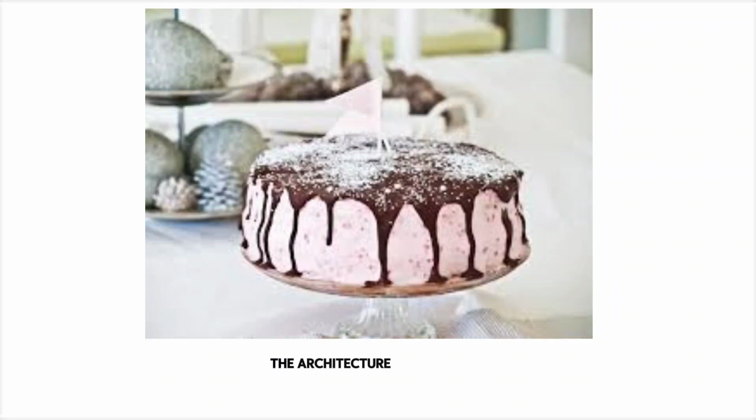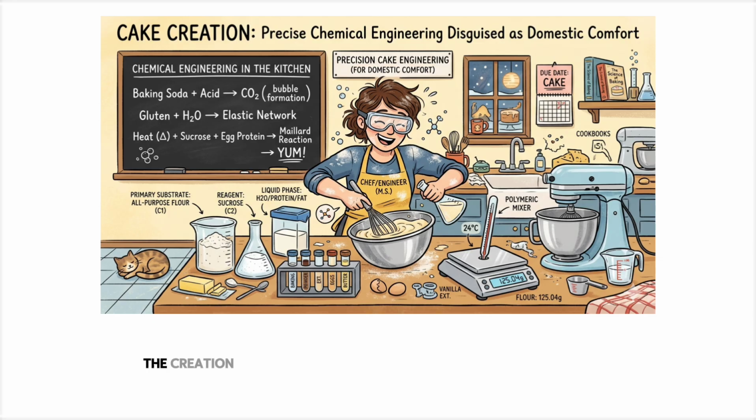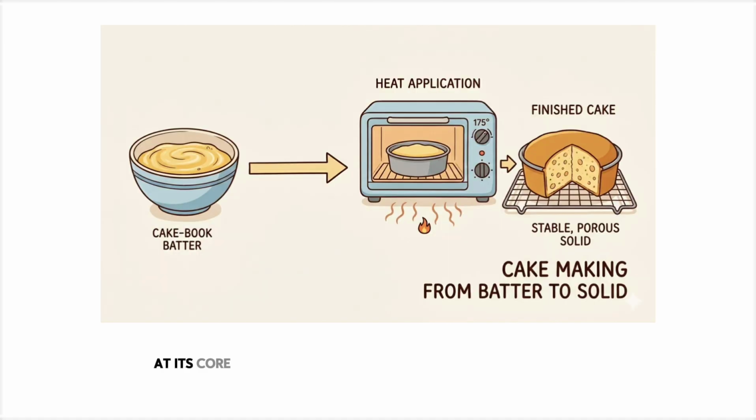The architecture of the crumb, the science and art of cake making. The creation of a cake is a precise exercise in chemical engineering disguised as a domestic comfort. At its core, cake making is the process of transforming a liquid or semi-solid batter into a stable, porous solid through the controlled application of heat.